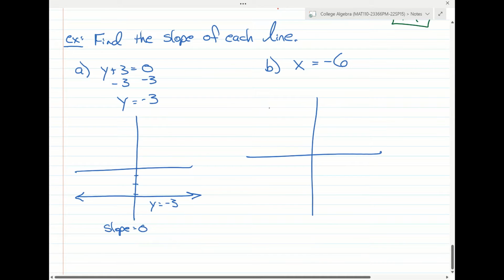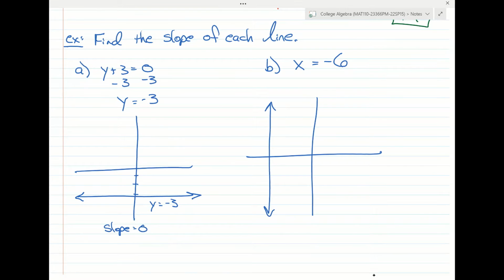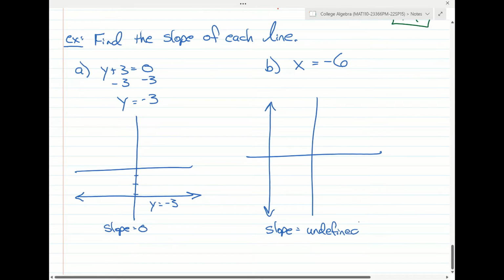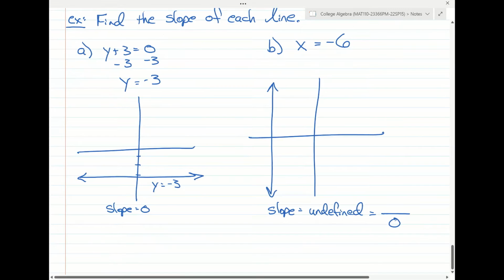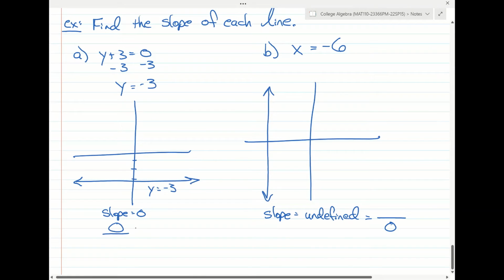If you have x equals negative 6, that would look like this. The slope here is undefined. Because if we were going to make a fraction, it doesn't go right or left, so you would have 0 in the denominator. Depending on where 0 is, that gives you either a slope of 0 if it's horizontal or an undefined slope if it's vertical.